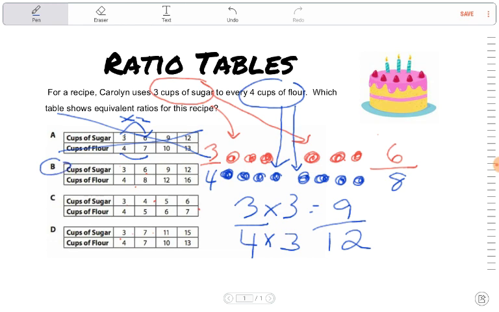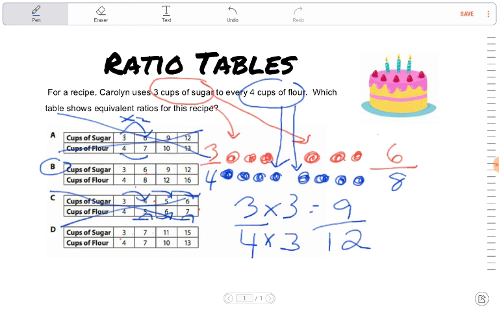Now, C says that we're adding. I'm adding 1, I'm adding another one, I'm adding. But when we're scaling up ratios, let's say we're making 2 cakes or something, we're not just adding 1 and 1, we need to multiply it. So C can go.